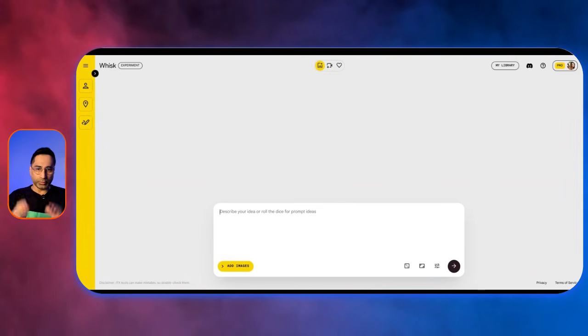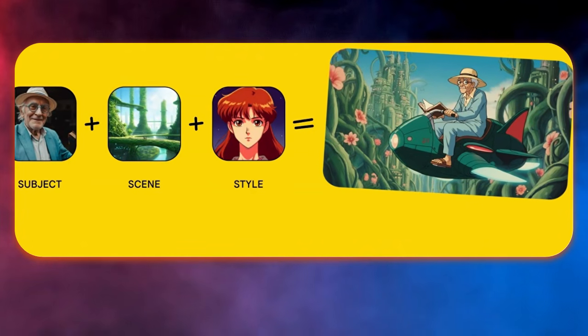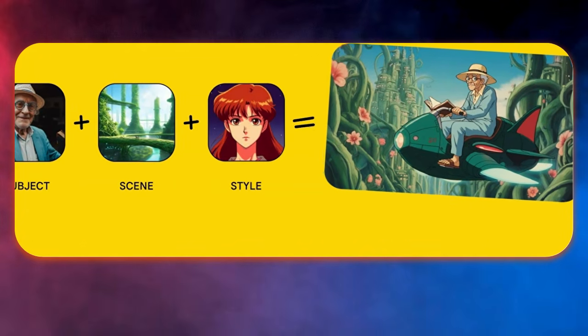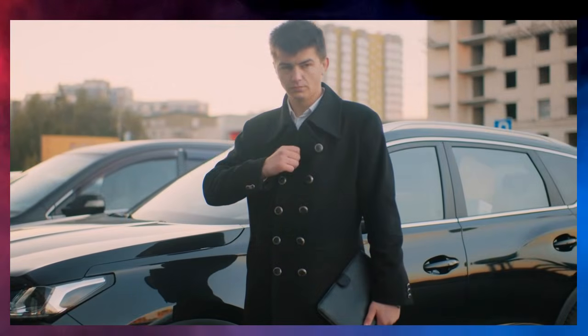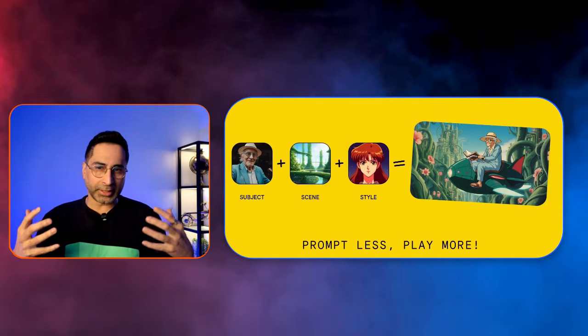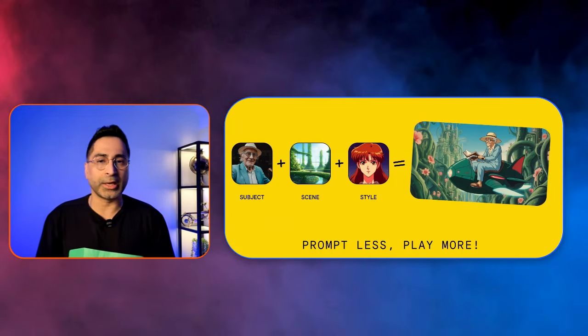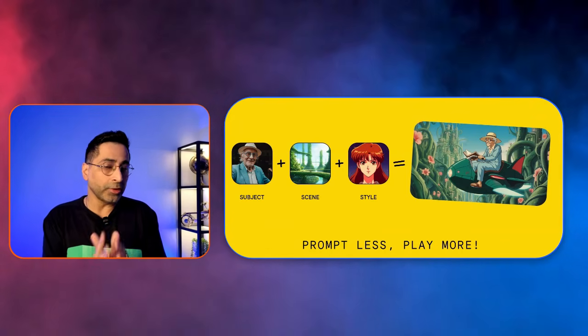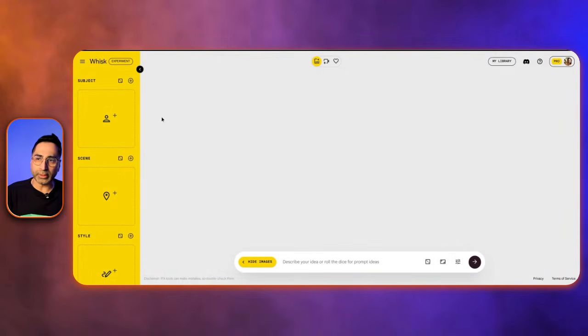Once you click on the tool, you are given a very simple interface like this. The idea here is any creation is a combination of a subject, overall scene, and a style. A man standing in front of something, a woman holding something, right? So you always see that there is a subject or there are subjects in a particular scene, and then you're defining the style of that image, right? So you want it to be ultra realistic or you want it to be in an anime style. So that is what Whisk allows you to do. All right, with that in mind, let's look into this.